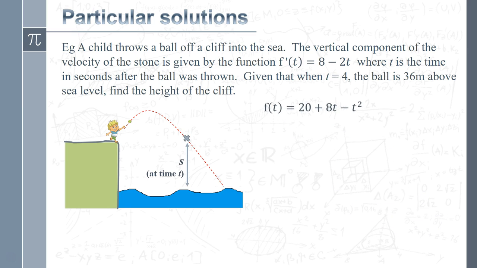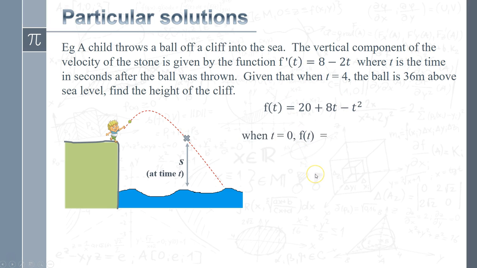Right, so we've got that. The question is asking us for the height of the cliff. So we can figure out the height of the cliff, because in this particular case, the height of the cliff is going to be the displacement of the ball when t equals 0, because this whole thing is done in terms of time after the ball has been thrown.